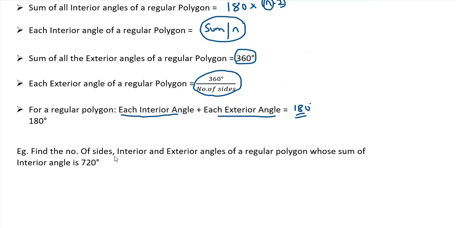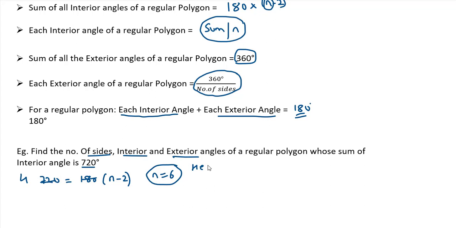Find the number of sides, interior angle and exterior angle of a regular polygon whose sum of the interior angles is 720 degrees. So sum of all the interior angles is given to be 720 degrees. If we substitute in the above formula, we will get 720 is equal to 180 into n minus 2. So 180 ones are 180, 4s are 720, so n minus 2 is 4. Number of sides will be equal to 6. Hence it is a hexagon.